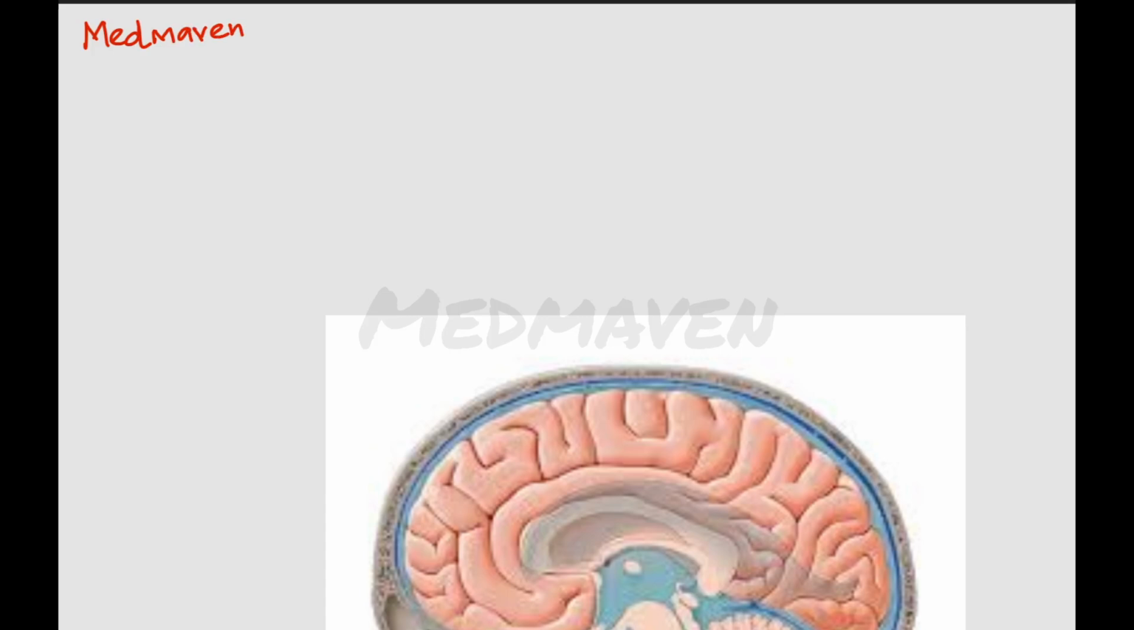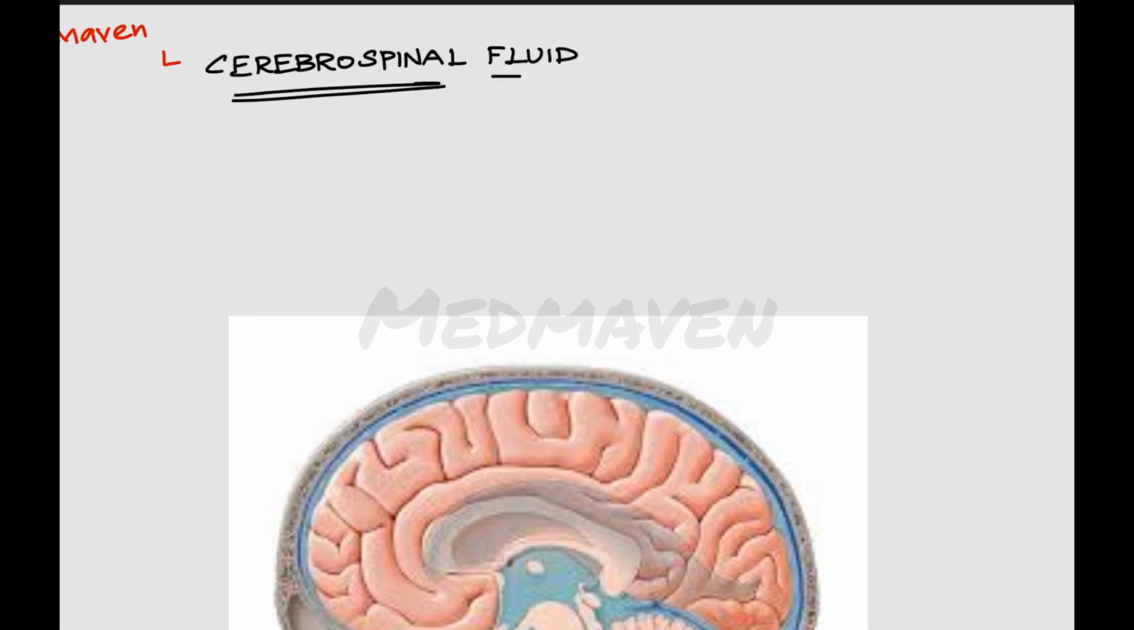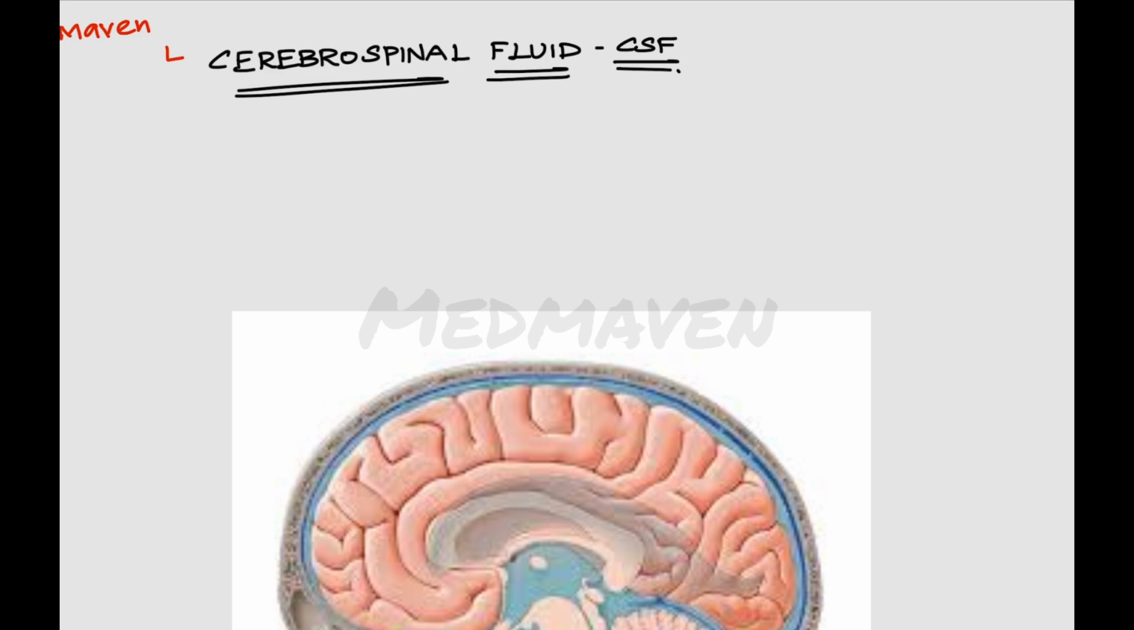We are going to discuss one of the most important topics from central nervous system physiology, the cerebrospinal fluid, commonly known as CSF. We will understand what CSF is, how it's formed, how it circulates, what its functions are, and its clinical importance. Let's begin.